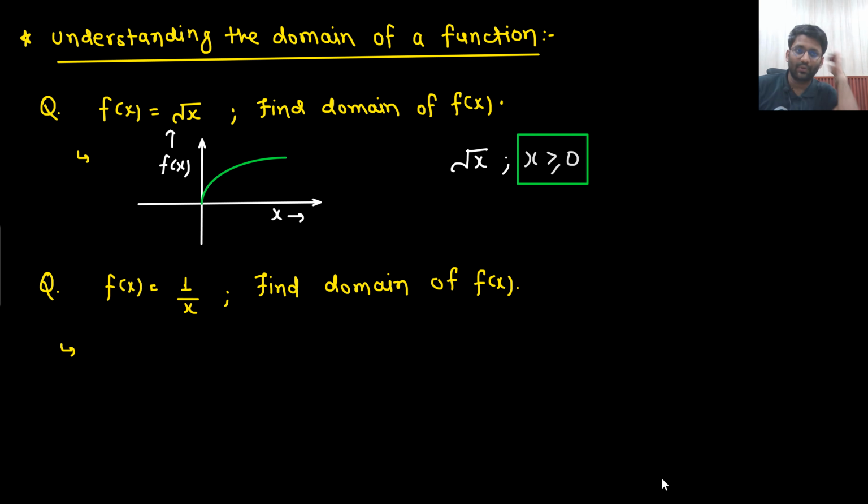Is that understandable to you or not? So this is known as the domain of the function, that for x less than 0, the graph is not even defined.